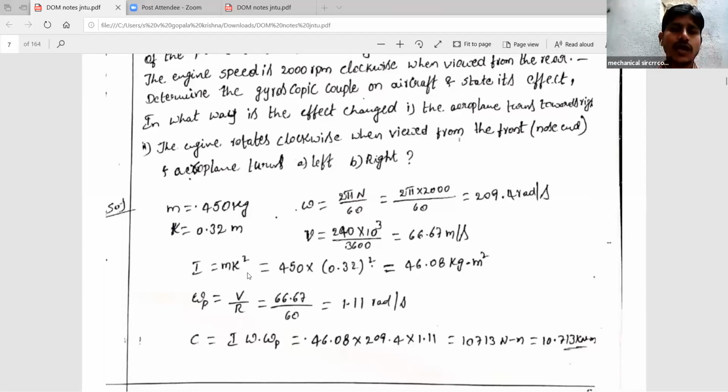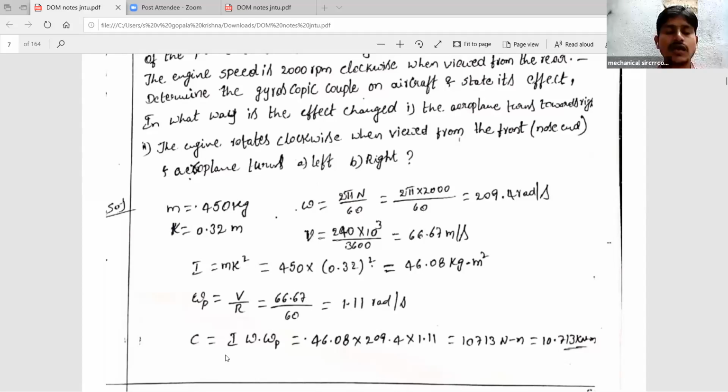So now all of you listen here. I is there, omega is there, both are already given, and another unknown is omega suffix p. So omega suffix p, we already said the particular formula: V by capital R. V is already obtained, that is 66.67, and R, radius of curvature, is 60. When we substitute both values, we simply get omega suffix p, that is 1.11 radian per second.